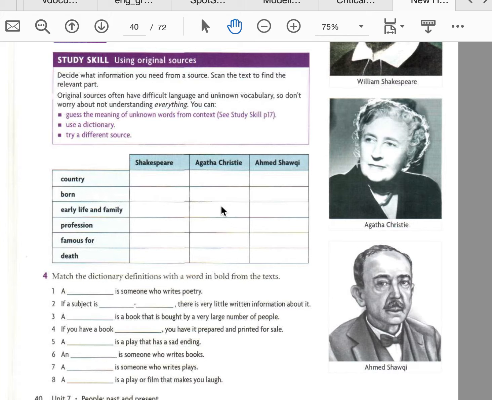He studied law at Montpellier and Paris for 3 years. His profession is poet and dramatist.